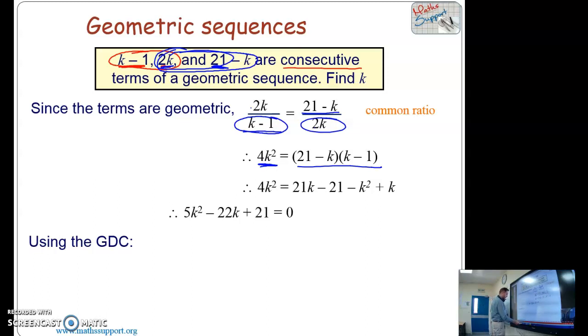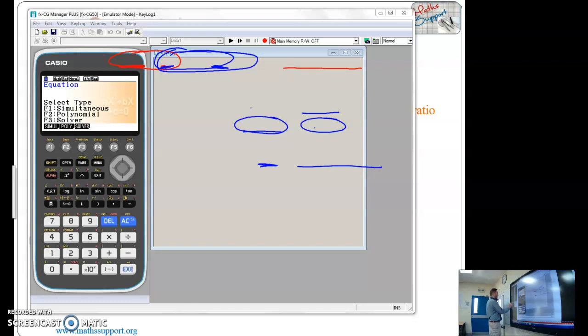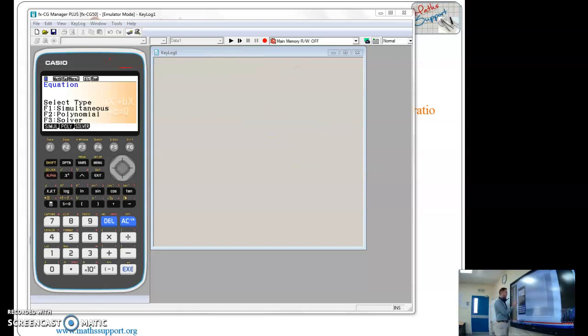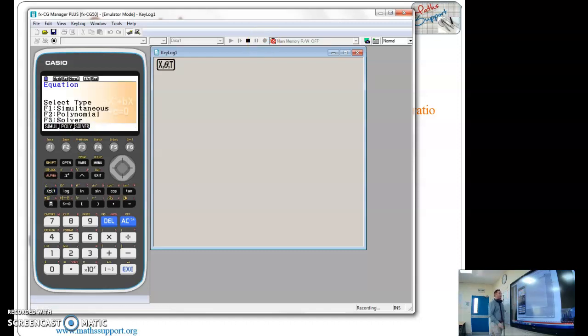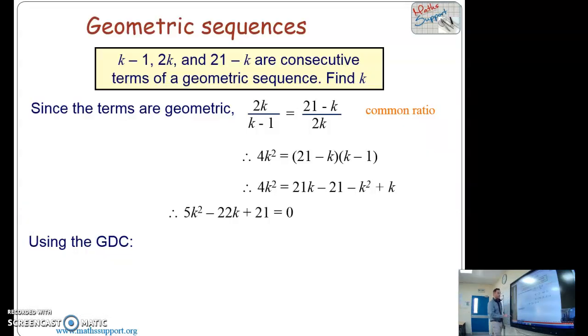Probably the best way is to show you directly on the calculator. And so I'm going to go, first of all, menu, and then I want this equation here. And I find the A button, which is the button here. Then it says equation, simultaneous, polynomial or solver. We want polynomial, so I'll press F2. Degree 2, because it's a squared term. And then I'm going to put in my values here for A, B, and C. So let's just check what those were. We've got 5 for A, negative 22, and positive 21.